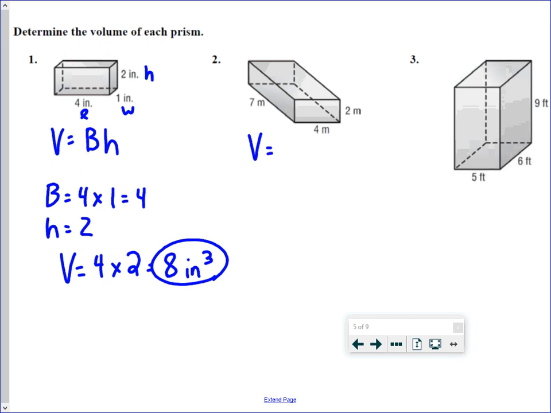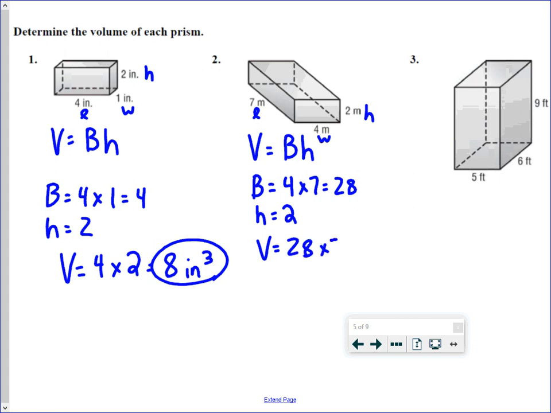Same thing here. We're going to go through this tedious process so you can get the hang of what base area is. So here would be my length, my width, my height. And our base area is length times width. It's the area of a rectangle. So base area is equal to 4 times 7, which is equal to 28. My height is 2. So volume is equal to the base area, which is 28, times 2, which is equal to 56 meters cubed.